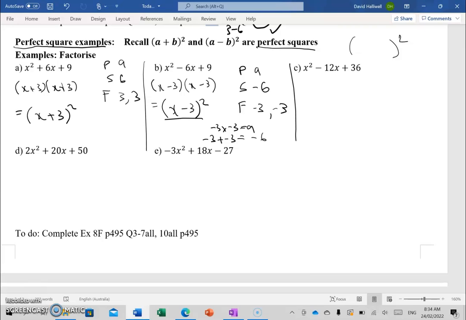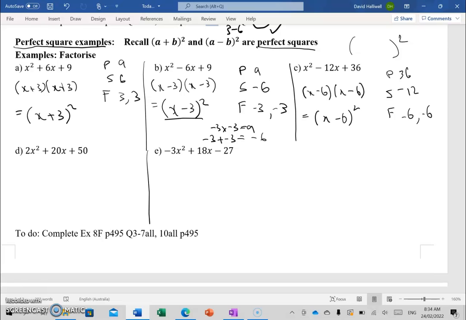Okay, let's have a look at this one here. Question C, x squared minus 12x plus 36. We've got a product of 36, sum (the number in front of x) is negative 12, factors. I reckon 6 and 6 with negative on both. When you add them, you get negative 12. Good. When you times them, you get 36. So that's going to be x minus 6 times x minus 6, and the shortcut way of writing that is x minus 6 all squared.